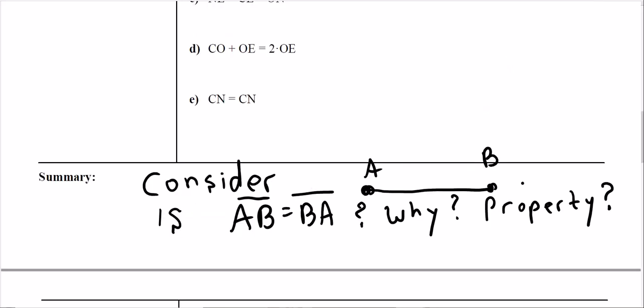For your summary, consider this line segment AB. Is AB equal to BA? Why? What property would justify that? Explain.